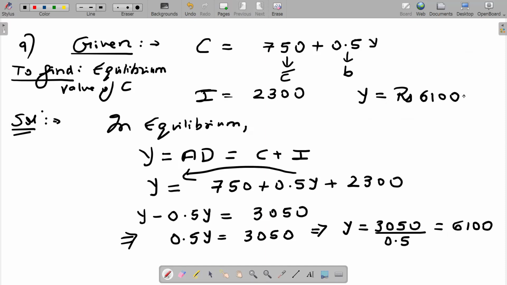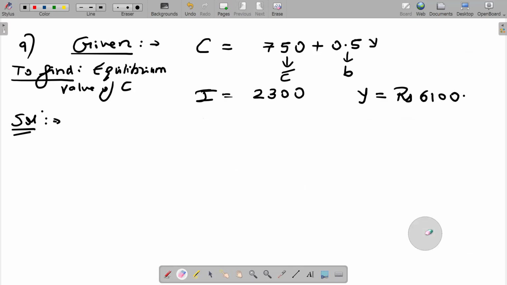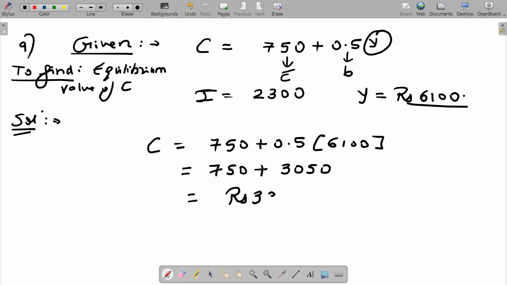Now I can just find the consumption. Finding the consumption is easy now. Erasing all this off. My equilibrium consumption will simply be 750 plus 0.5 times, what is my equilibrium income? 6100. So I can solve this: 6100 times 0.5 comes out as 3050. And if I add 750 to it, it comes out as rupees 3800. This is my answer for this numerical.